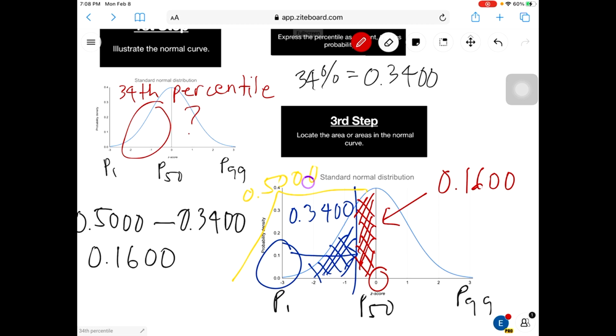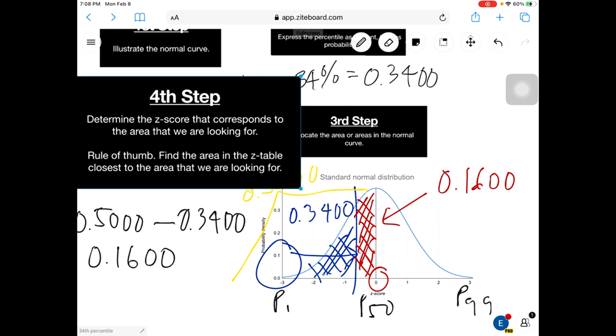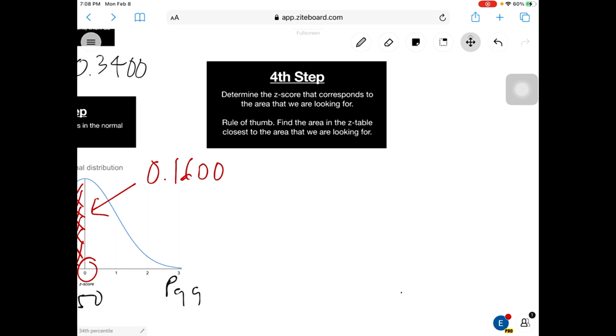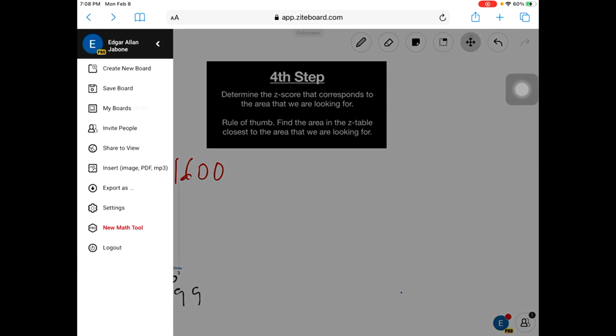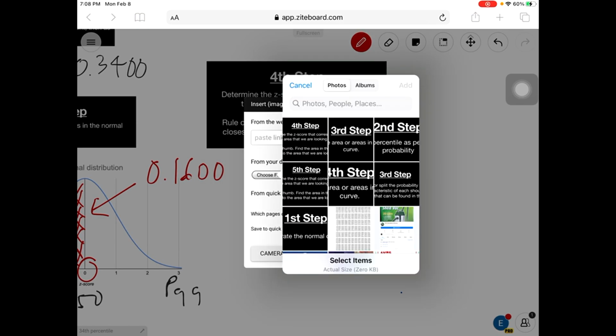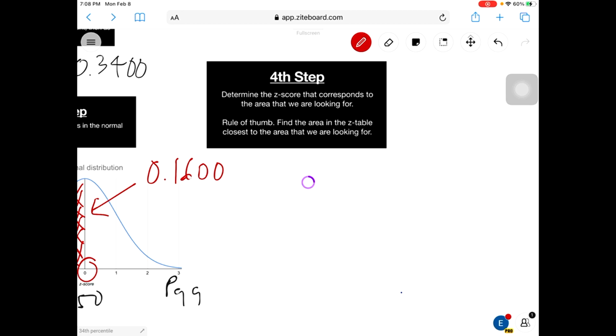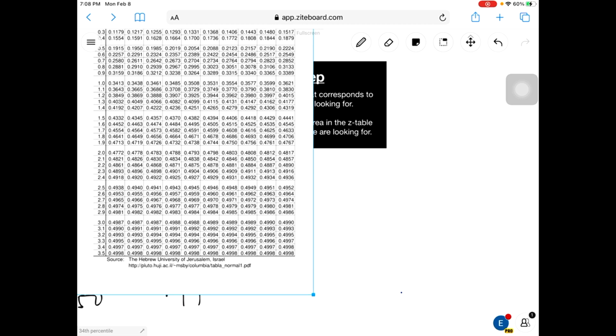Now the next step, which is our fourth and final step, is to determine the z-score that corresponds to the area that we're looking for, which is 0.1600. We have to make use of the z-table here also. The rule of thumb we have to remember: to find the area in the z-table, find the area in the z-table closest to the area that we're looking for. That's our basis. So we will look for the z-score that corresponds to the area 0.1600.